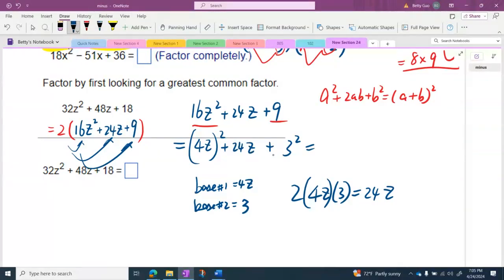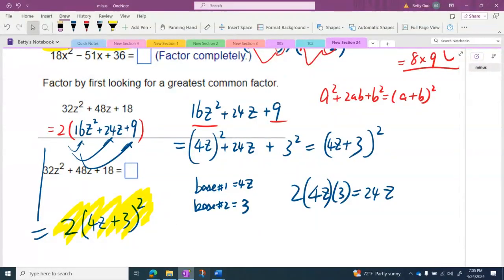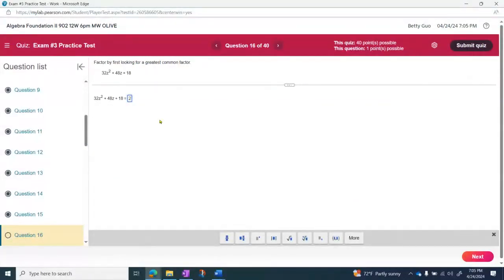So the answer is going to be the square of the first base plus the second base. And put it back. Don't forget we have 2. 2 times 4z plus 3 to the power of 2. 2 times 4z plus 3 to the power of 2.